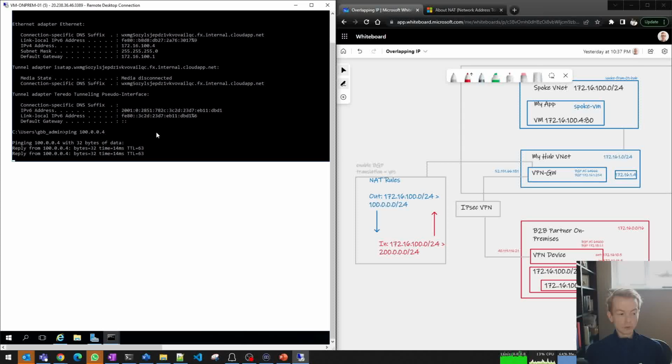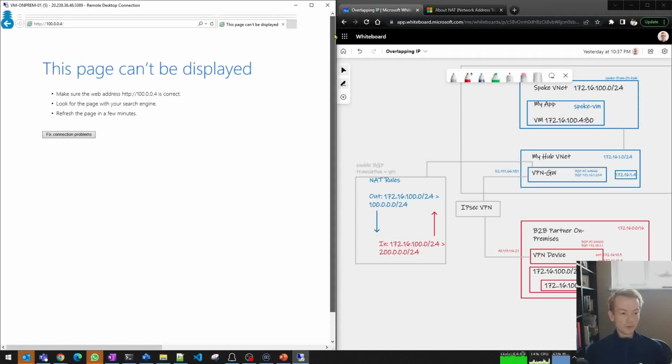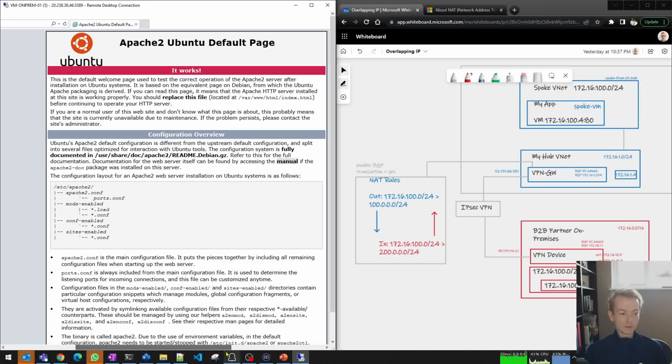The first thing is, can I ping it? I can, that's a good start. Can I browse to the website? Answer is yes. A very simple Apache web server running on that backend VM.